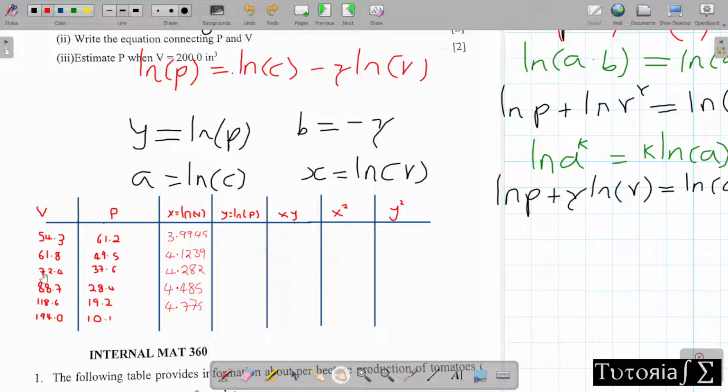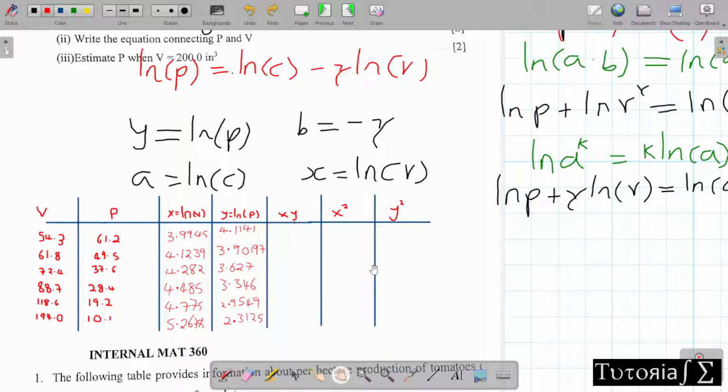Same applies to Y. We know that Y is equal to natural log of P, meaning that Y is equal to natural log of 1.4 and so on and so forth. And we get. So now here we need to find our X times Y, which is just multiplying these variables across. Then our X squared, meaning we'll be squaring each of these variables and replace here. Our Y squared, we'll be squaring each of these variables, we'll replace here.